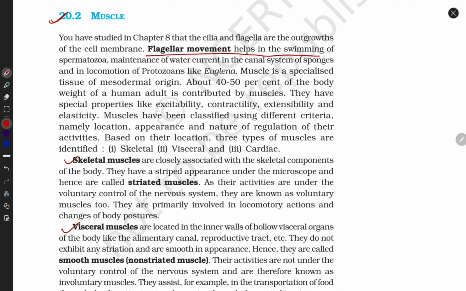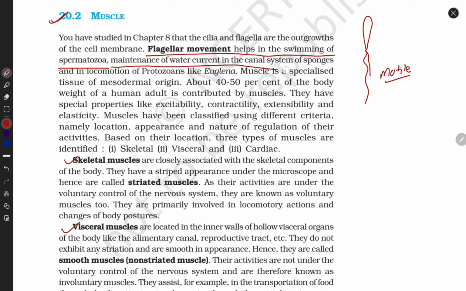Flagellar movement helps in the swimming of spermatozoa. Sperm have flagella and they have movement capability. They are motile in nature. Is the female egg motile in nature? No. The sperm is motile in nature.